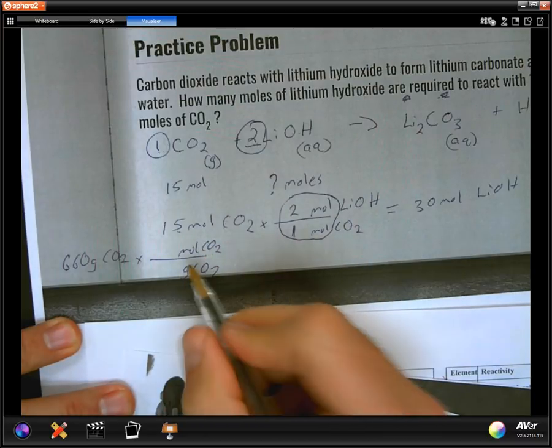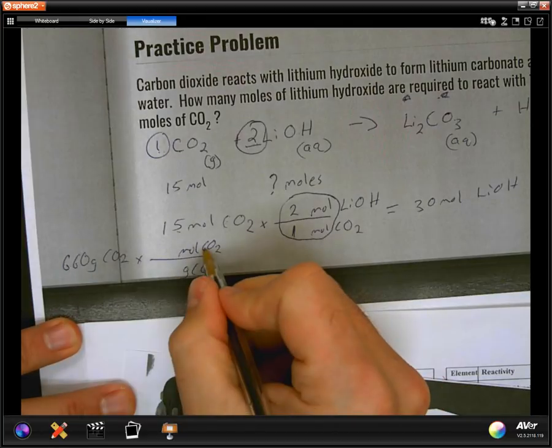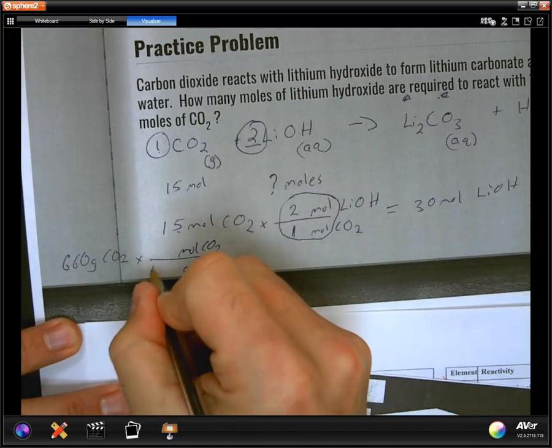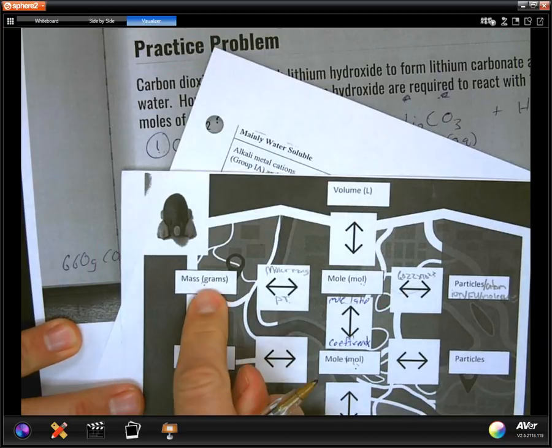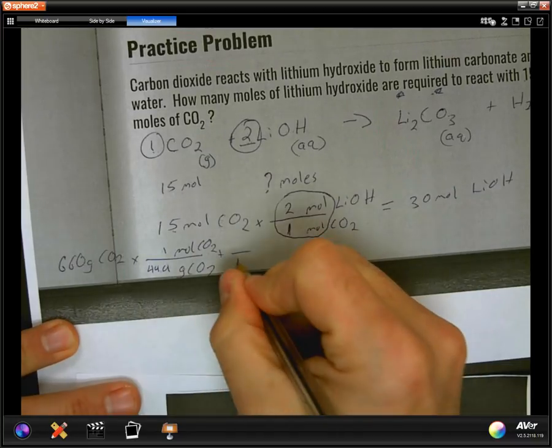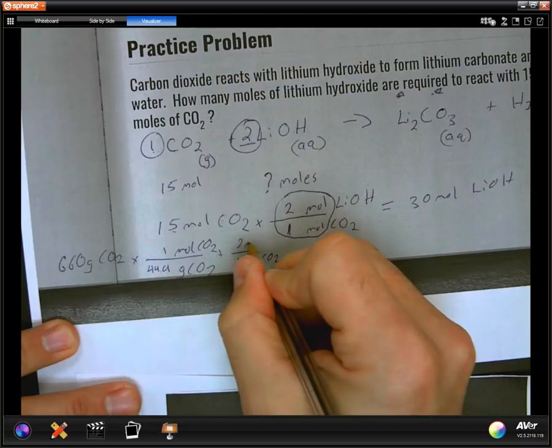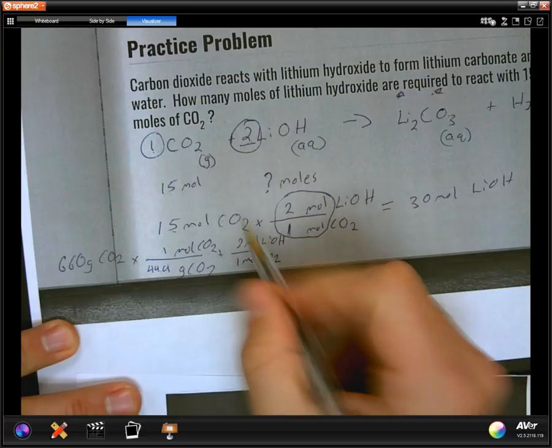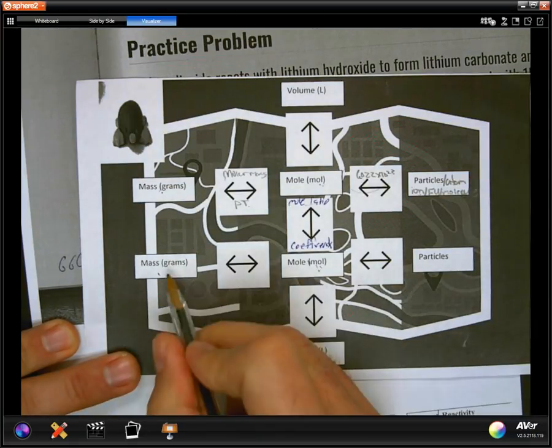Reminder, how do I get this conversion factor? I just add up the masses off the periodic table. I know carbon's 12.01. I know oxygen's 16 each. So that's 32 plus 12.01 is 44.01 grams, so 1 mole. Then again, I just converted from here to here. Now we're going to convert from here to here. Follow my units again: CO2 to 2 moles of LiOH, which is from right here. And then now I am in moles of LiOH, and we're going to convert back to grams.